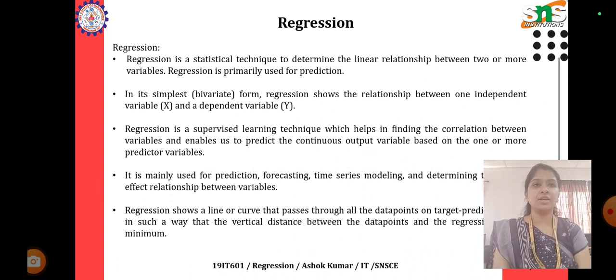Today I am going to share a small article regarding regression. Regression is a statistical technique to determine the linear relationship between two or more variables. Regression is primarily used for prediction. In its simplest form, regression shows the relationship between one independent variable and a dependent variable.